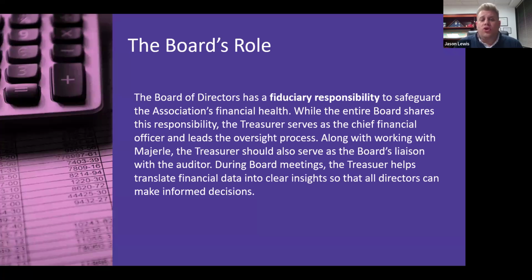And as I mentioned before, during board meetings, the treasurer certainly is the one who's translating that financial data into clear insights and making sure that you guys have an understanding of variances, what your cash position is. And that also is helpful, having that public segment to the membership so they can get an understanding of where the association is fiscally and also answer any questions that they have.